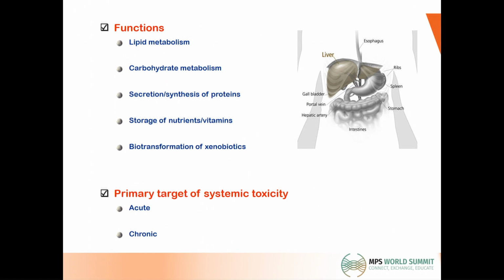You probably know that you cannot live without a liver. It's a vital organ, and indeed it takes care of a number of very important functions, and as already alluded to on the previous slide, most of these functions are being taken care of by the hepatocytes. For example, the liver is critical in lipid metabolism, also carbohydrate metabolism, and the secretion and synthesis of essential proteins. Think about blood coagulation factors and albumin, all of which are generated and produced in the liver.